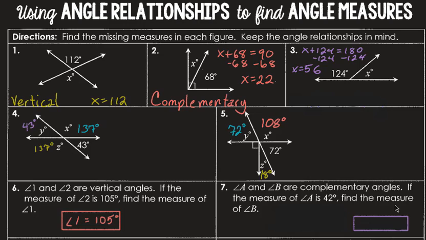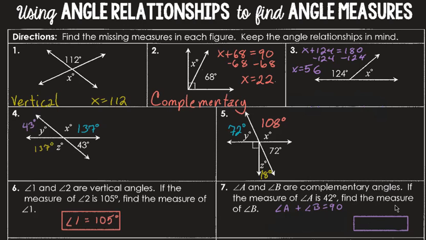Number 7. Angle A and angle B are complementary angles. If the measure of angle A is 42 degrees, find the measure of angle B. Because we will be doing problems that include algebra later, it's a good idea to set up a relationship statement and then substitute in the known values. These angles are complementary, which means they have a sum of 90 degrees. So angle A plus angle B equals 90 degrees.